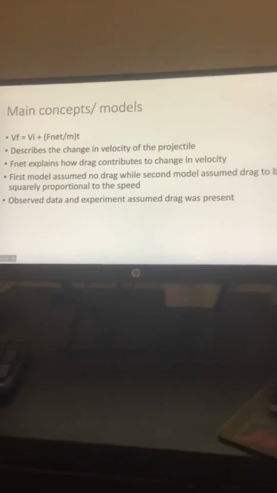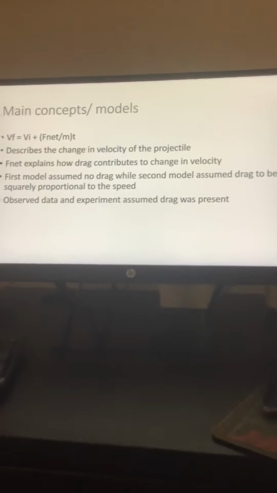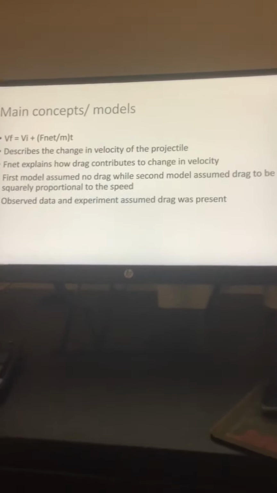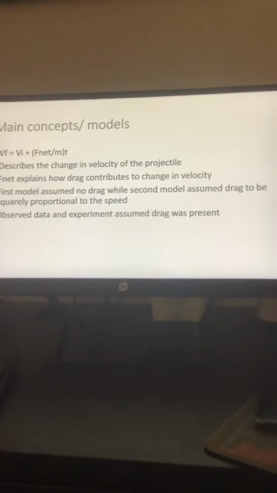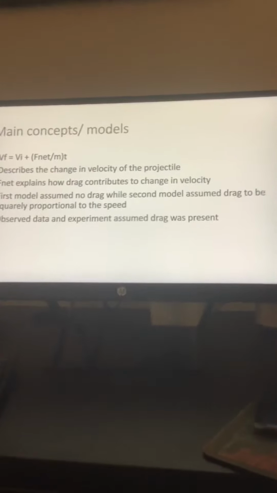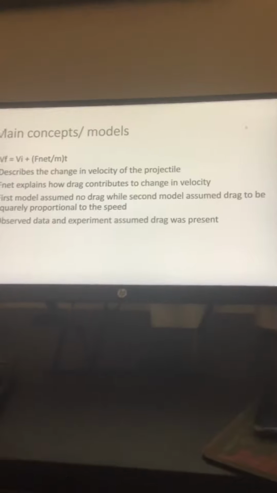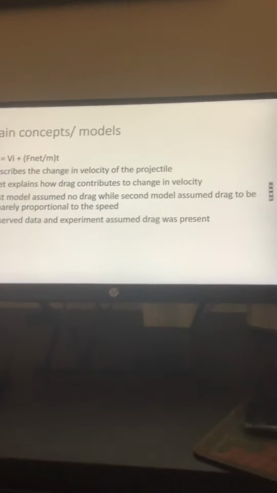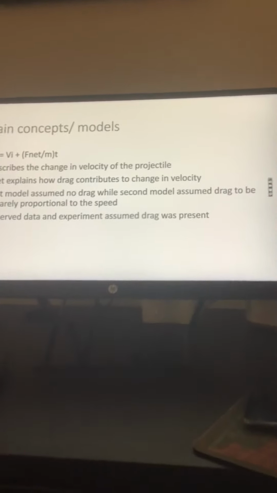The main concepts and models for this lab were, as I said, the momentum principle, which is final velocity equals initial velocity plus F net divided by mass, or acceleration times time. This describes the change in the velocity of a projectile, specifically in the y direction, because it undergoes a constant net force. F net explains how drag contributes to the change in velocity, because F net counteracts Fg, so F net itself will be less than Fg, but I'll get to that.